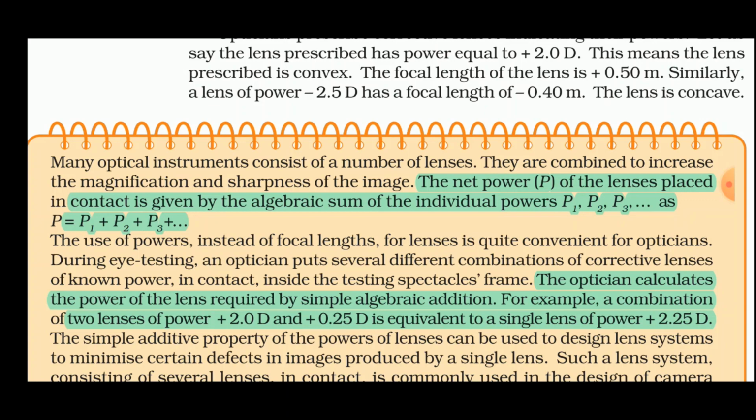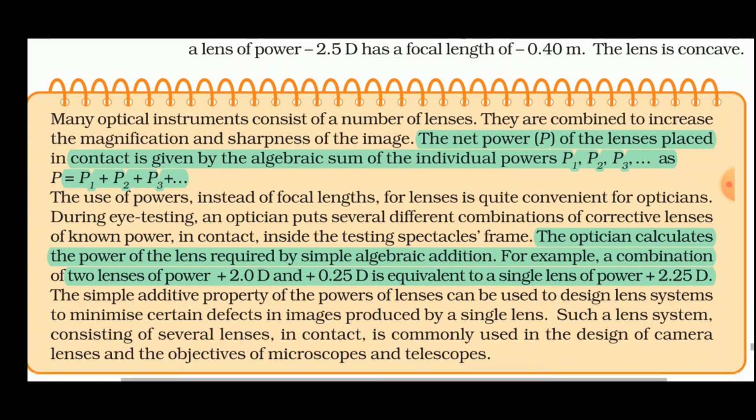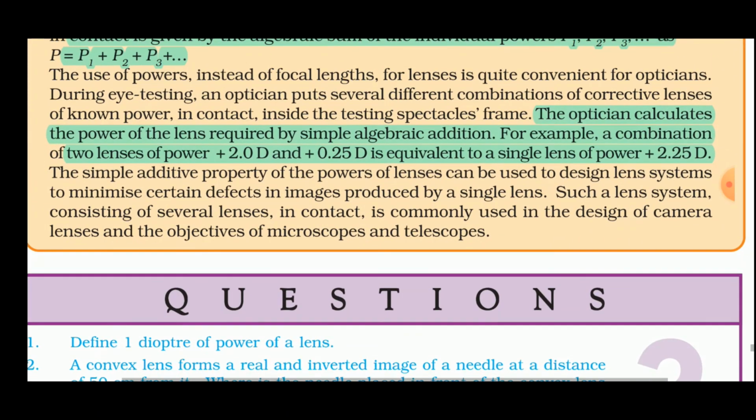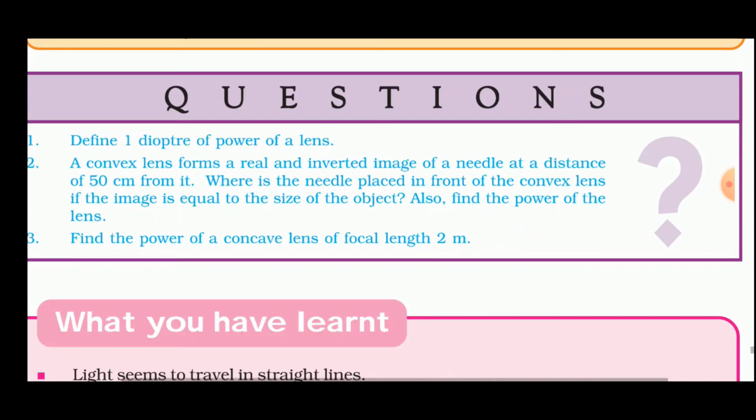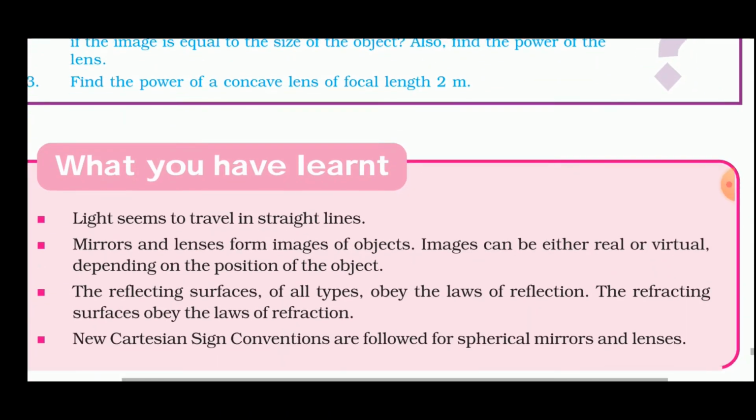For example, the combination of two lenses of power plus 2 diopters and plus 0.25 diopter is equivalent to a single lens of power 2.25 diopters. This simple addition property of the power of lenses can be used to design lens systems. So I think now this chapter is complete and refraction of light is also over.